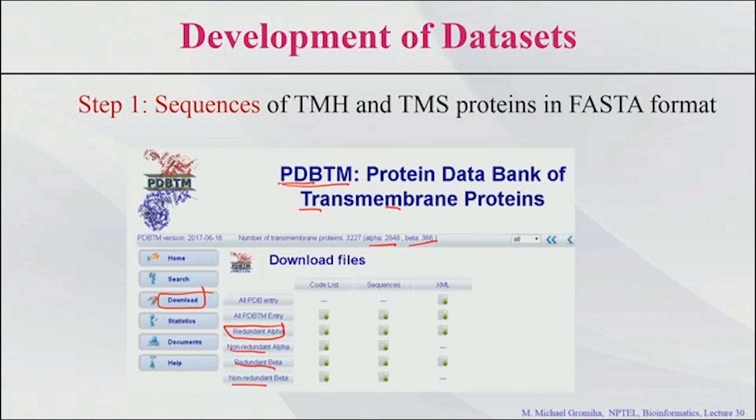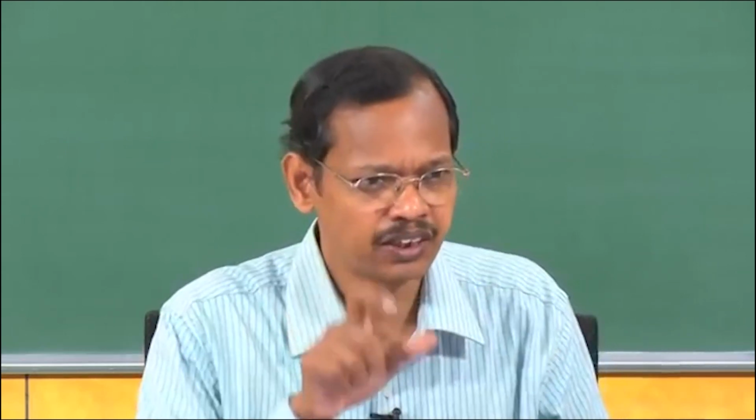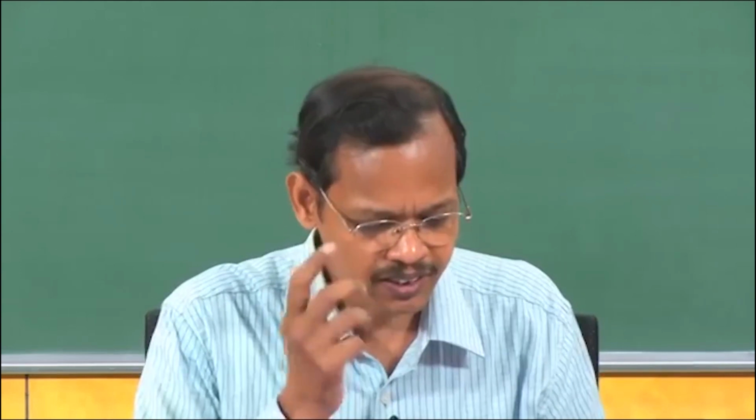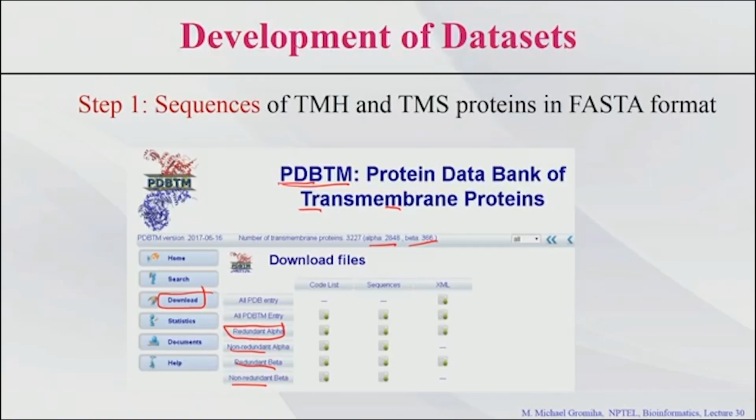First we take all the redundant ones. You can get the non-redundant data directly, but here they use a specific cutoff, either 30% or 40%. Sometimes we like to have a specific cutoff as per our desire. In this case we need to download the redundant data, that means we get all the data. Once we get all the data, what do you have to do? You have to make the non-redundant data set. If you go to PDB-TM, we get all the sequences of transmembrane helical proteins and TMS proteins. That is fine, the data set is done.